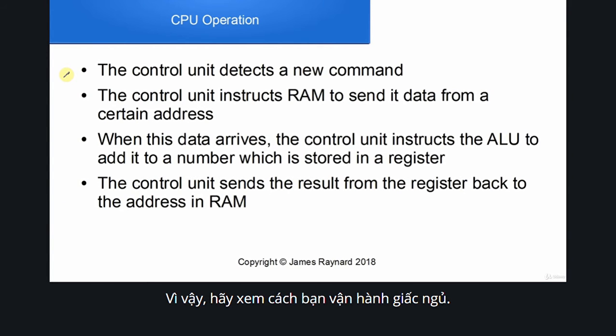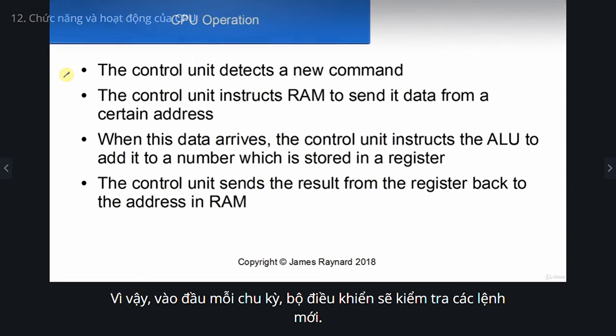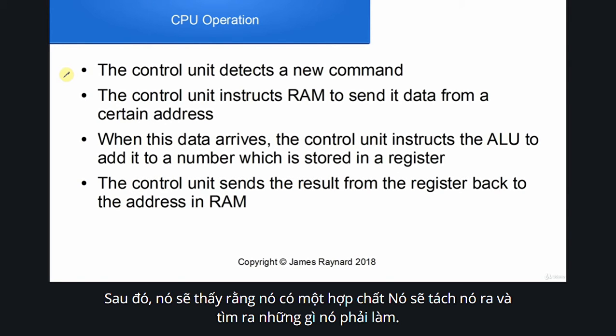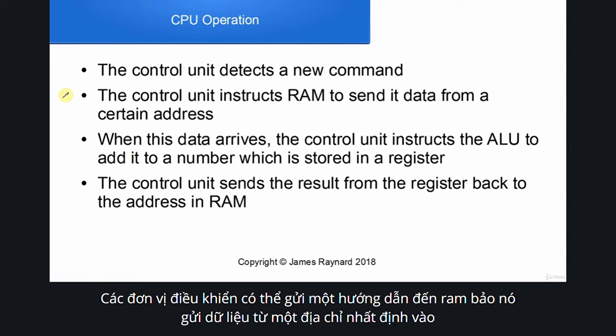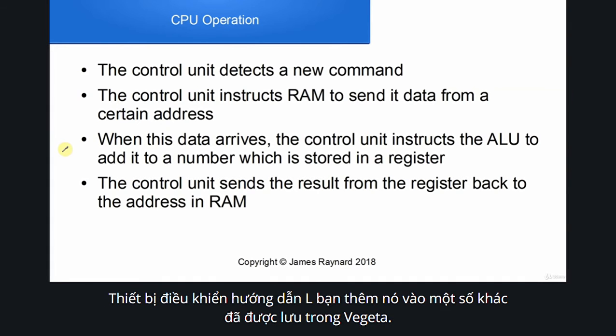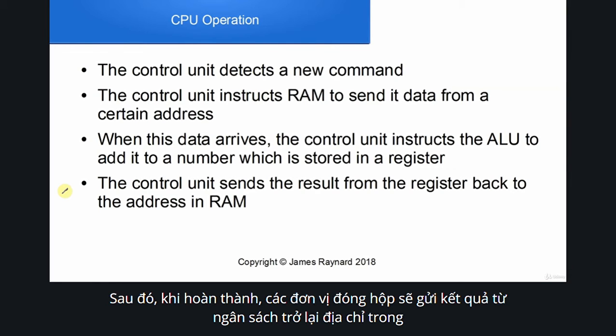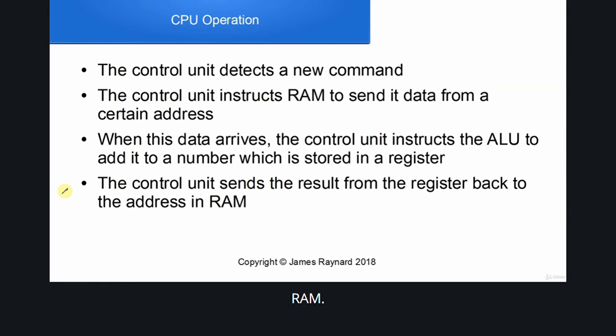So let's have a look at how the CPU operates. Again, this is very simplified. At the start of each cycle, the control unit will check for new commands. It'll find that it's got a command, take it apart and work out what it has to do. The control unit could send an instruction to RAM telling it to send data from a certain address into one of the registers. When this data arrives in the register, the control unit instructs the ALU to add it to another number which is already stored in a register. Then when that's done, the control unit will send the result from the register back to the address in RAM.